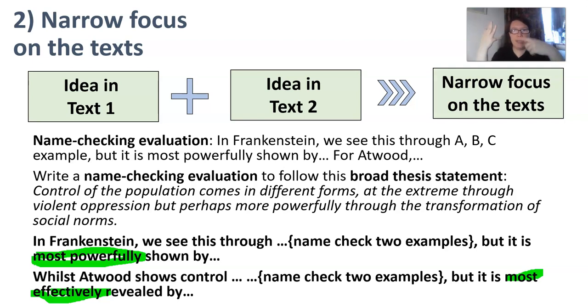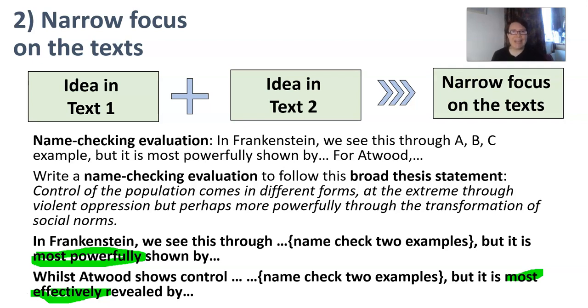So we're saying in Frankenstein, we see this through the character of Victor's mother, Caroline, through the Confession of Justine, through the European colonial transformation of Sappho. But it is most powerfully shown by Elizabeth's character. And then you would go on in the rest of your paragraph to talk about Elizabeth. So you've got this lovely idea of listing examples and then selecting the most powerful one.